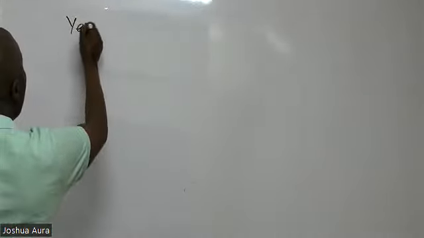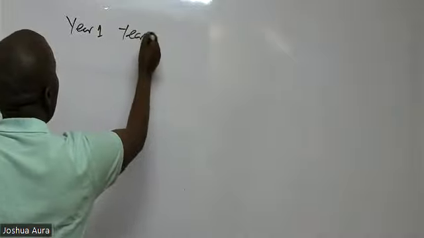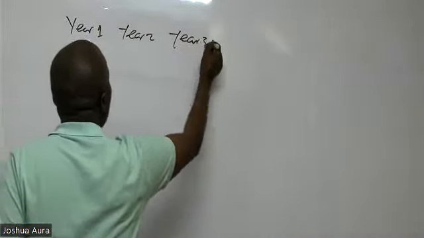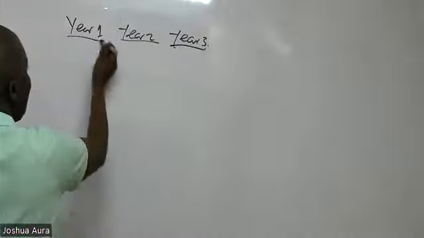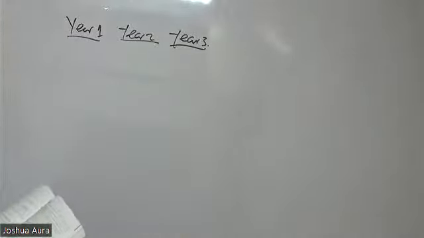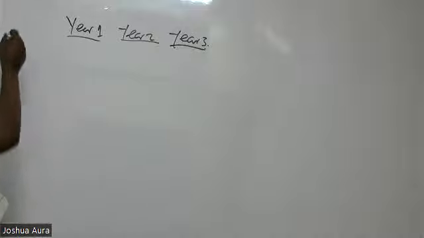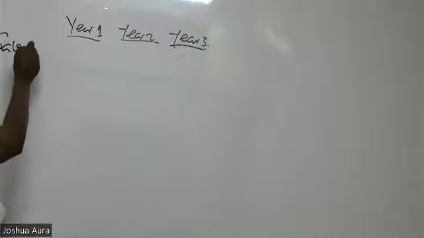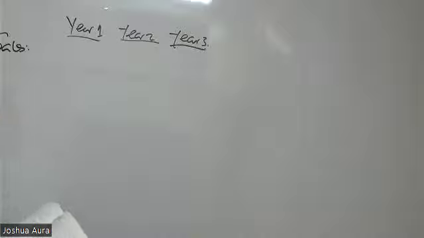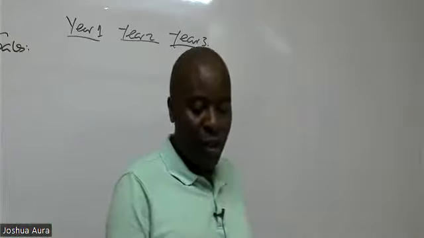So we have year 1, year 2, year 3. I want the profitability of this company over the 3 years. So we are going to start with sales. Sales is revenue. So we have sales here, we have sales there.